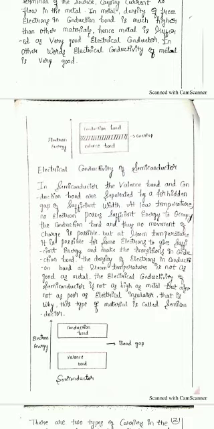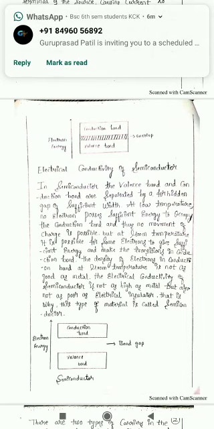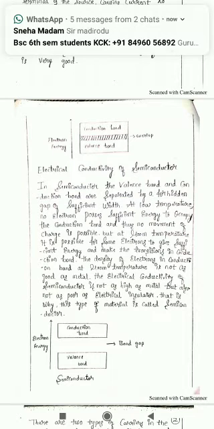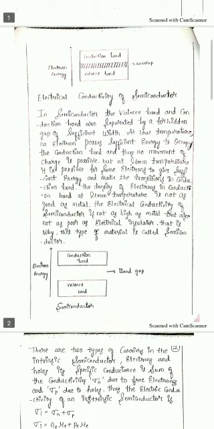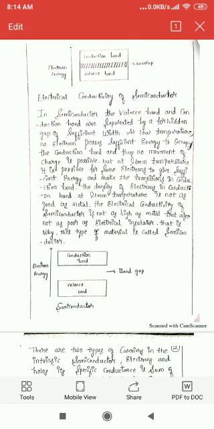It means the electrical conductivity of a semiconductor is low compared to the conductors and high compared to the insulators. So the conductivity of semiconductors lies between conductors and insulators. That is why this type of material is called semiconductors. The diagram shows that there is a gap between the conduction band and the valence band. So that is the semiconductor.